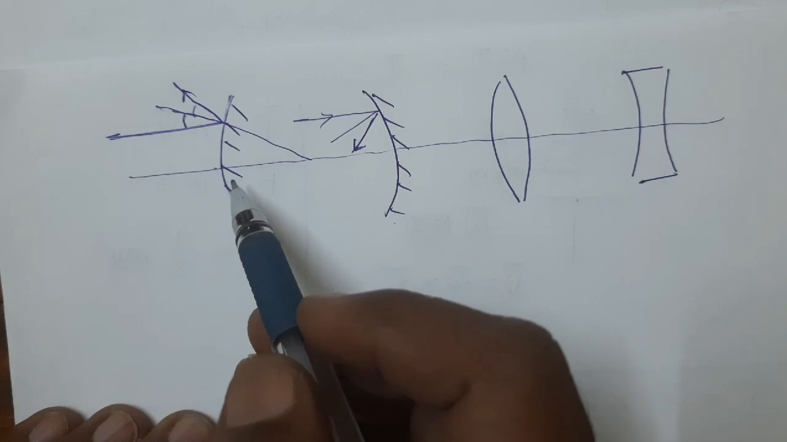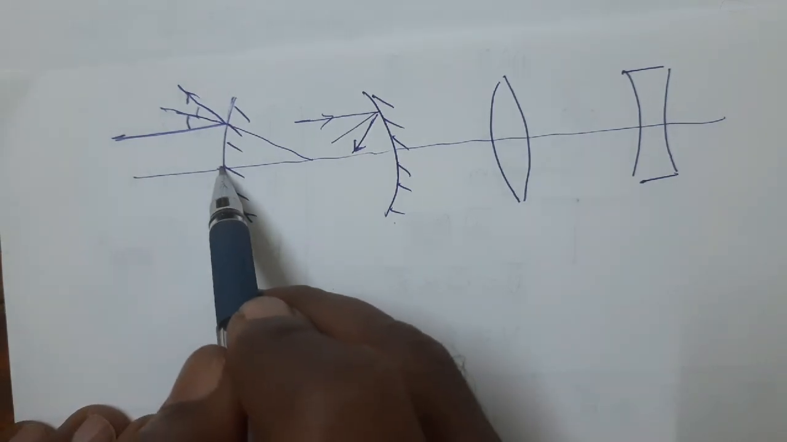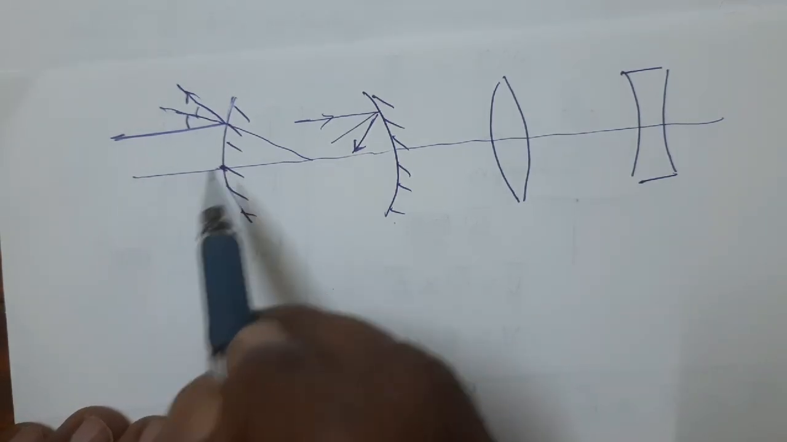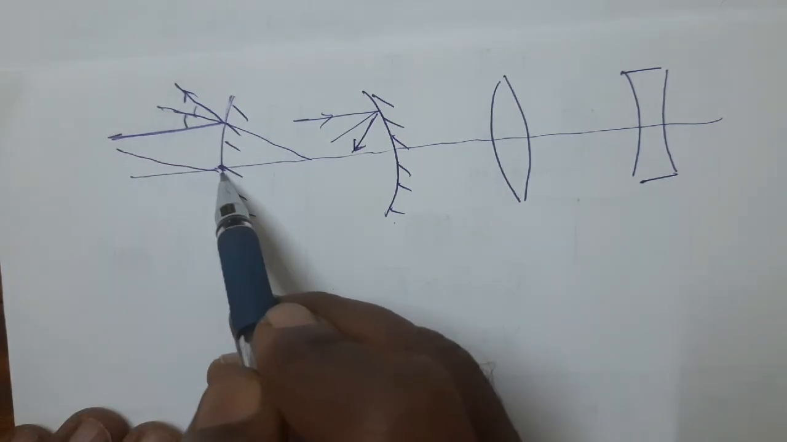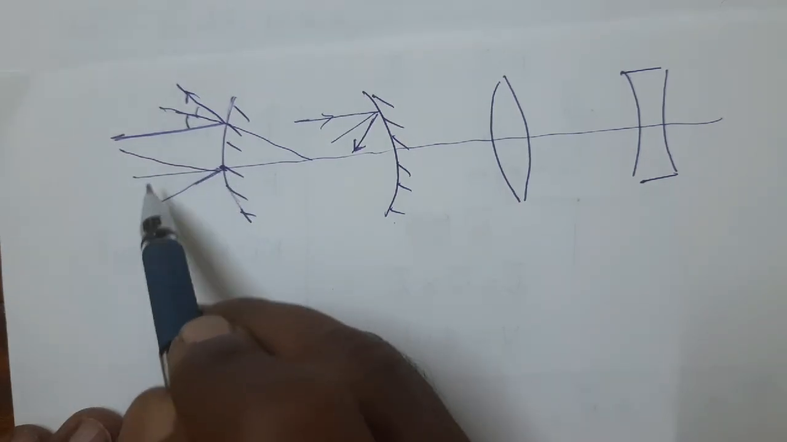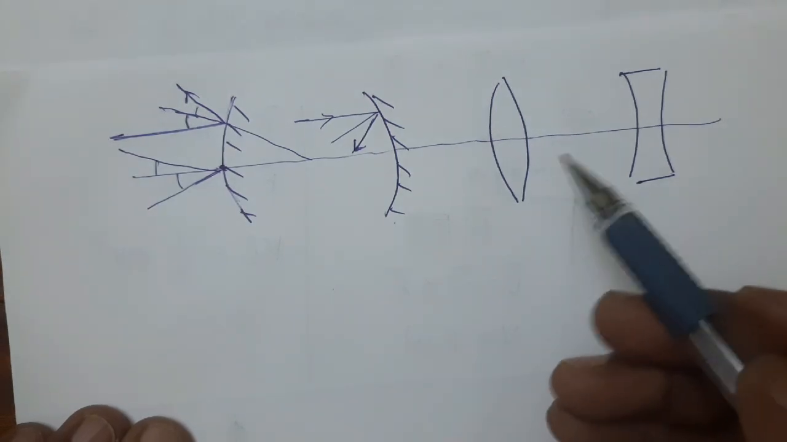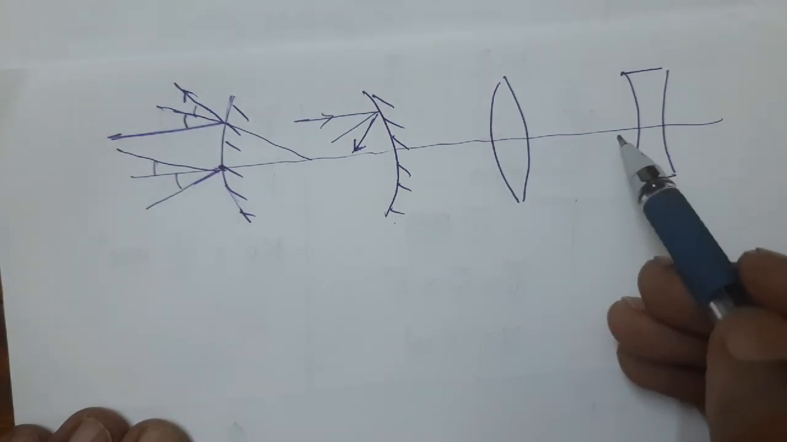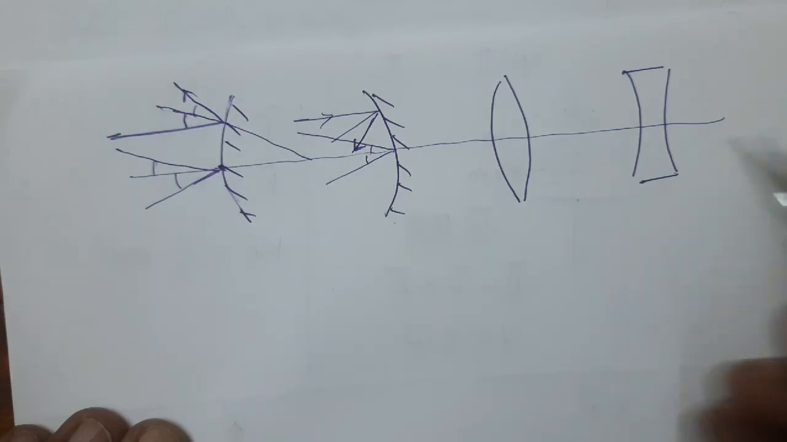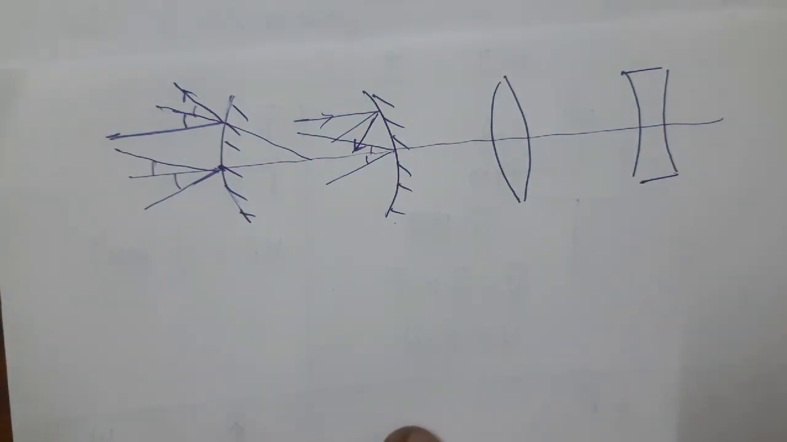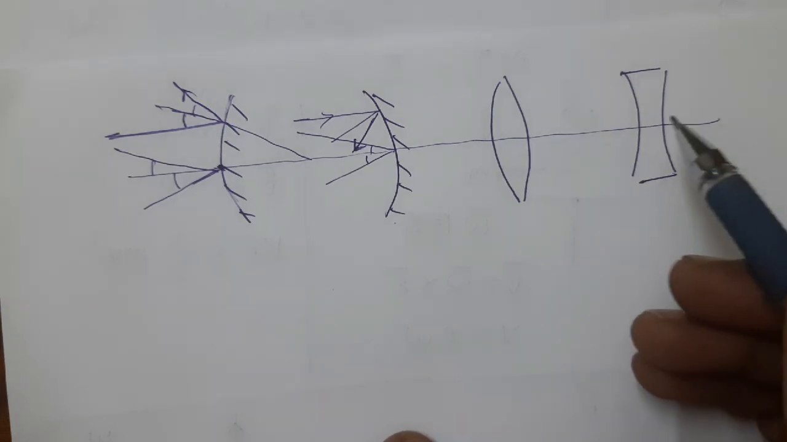The other ray which we will have to consider is the ray which is traveling towards the pole of the mirror, and in case of the mirror, it gets reflected from the mirror making the same angle with the principal axis. Now here also it makes the same angle with the principal axis, and it is just the law of reflection. Angle of incidence is equal to angle of reflection.